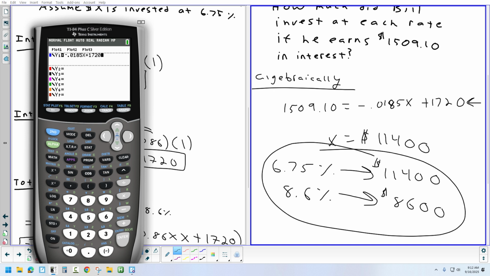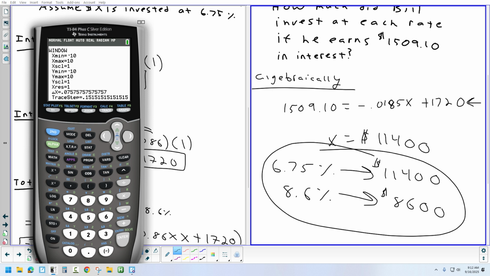Upon graphing it, I could search for the value of x. Never mind. I could graph another line. Yeah, you got to graph another line. Good. What other line do we need to graph? It would be y equals 1509.1. Now, I said we got to think about our window a little bit.